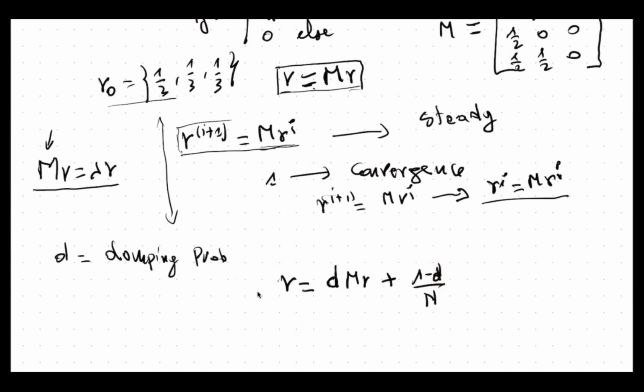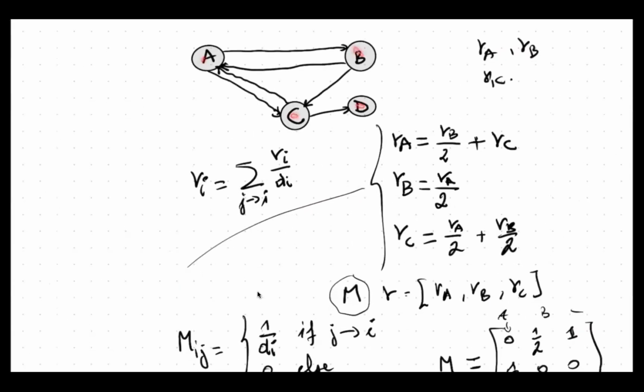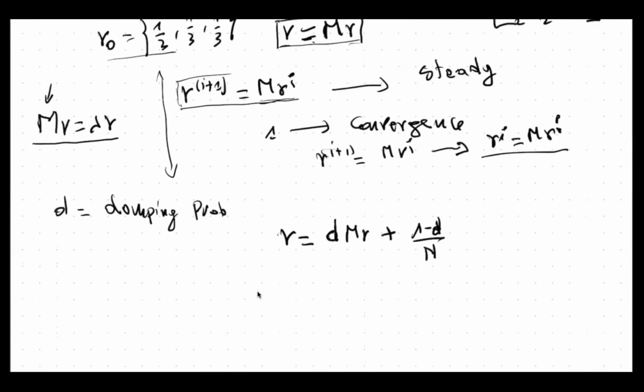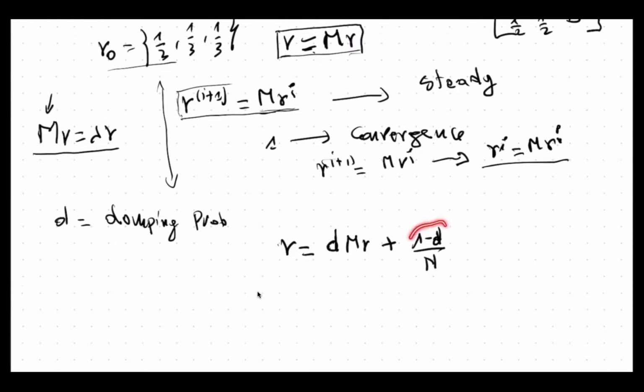Does that make sense? And what is N? So N here is the number of pages, the number of nodes that you have in the graph. For each node, what is the probability that you can jump randomly from one node to another node? It's 1 minus G divided by N, because the graph is complete.